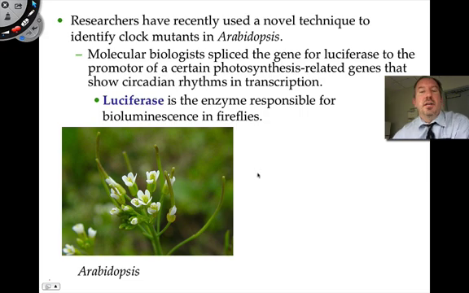And so what's fascinating finally is that we've been able to take a gene, and here's this Arabidopsis again, this mustard plant. We were able to take a gene that codes for this enzyme called luciferase. Now this is a very cool enzyme which causes bioluminescence in, for example, fireflies. And so you're able to splice it into a promoter in a plant that shows circadian rhythms. And so it turns out that in a cyclic manner, in a 24-hour period, the plant starts glowing and then it doesn't glow, and then it glows and then it doesn't glow.